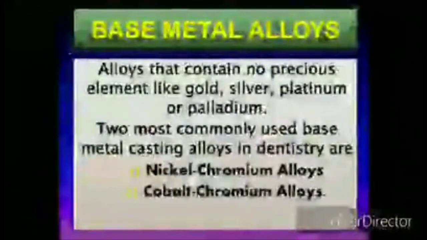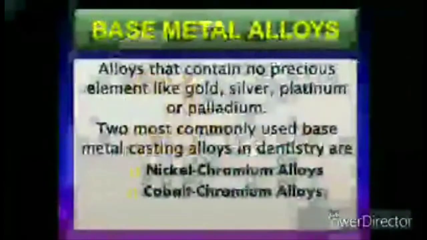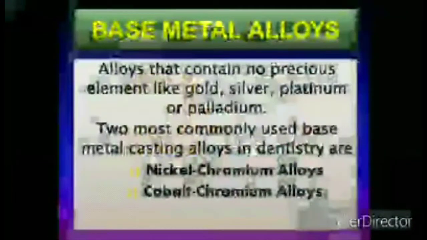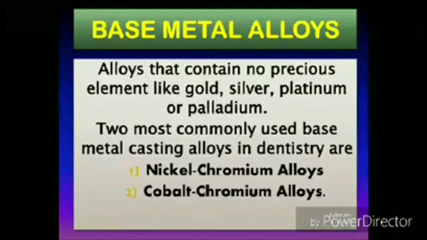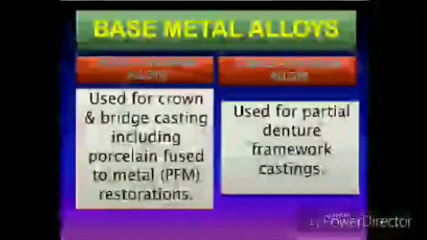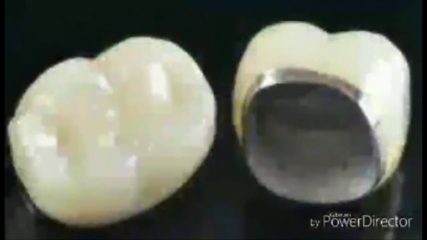The base metal casting alloys contain no precious elements like gold, silver, platinum, palladium. So the base metal casting alloys contain the metals which are other than the noble metals. The most commonly used base metal casting alloys in dentistry are of two types: nickel chromium alloys and cobalt chromium alloys. The difference in the application of these two is that the nickel chromium casting alloys are used for the crown and bridge casting frameworks, also including the porcelain fused to metal restorations, whereas the cobalt chromium casting alloys are used for the partial denture framework castings.